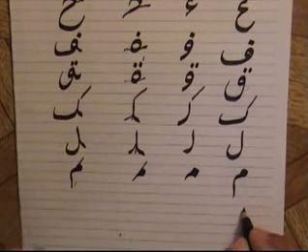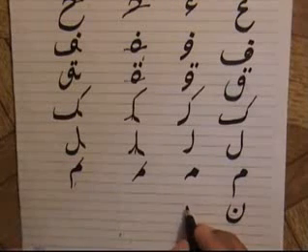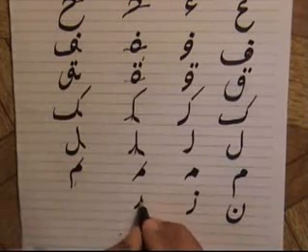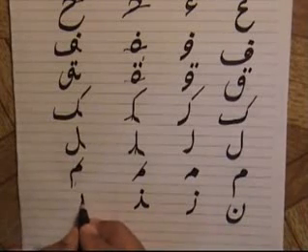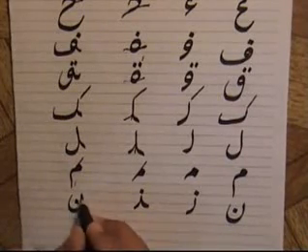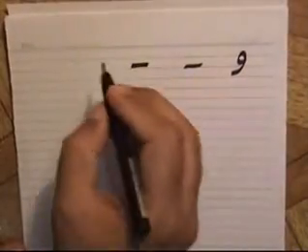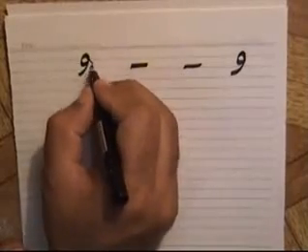For noon, we have the initial position of noon, the medial position of noon, and the final position of noon. The same is true for noon ghunna. Waw is a non-connector, so it has the independent position, no initial, no medial, and waw has the final position only.